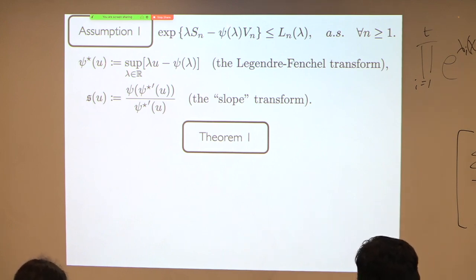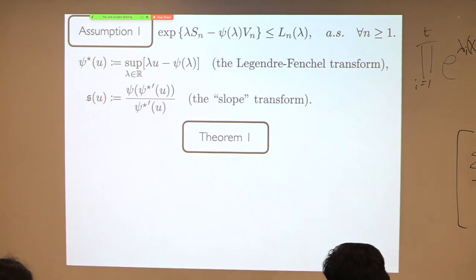Which are functions of this psi. Okay, so psi star is the usual Legendre-Fenchel transform, and then this S of u is a very interesting thing I've never seen in the literature before. It's called the slope transform. I'll tell you why we name it that way later on, but it's some function of psi and psi star prime and things of that kind.